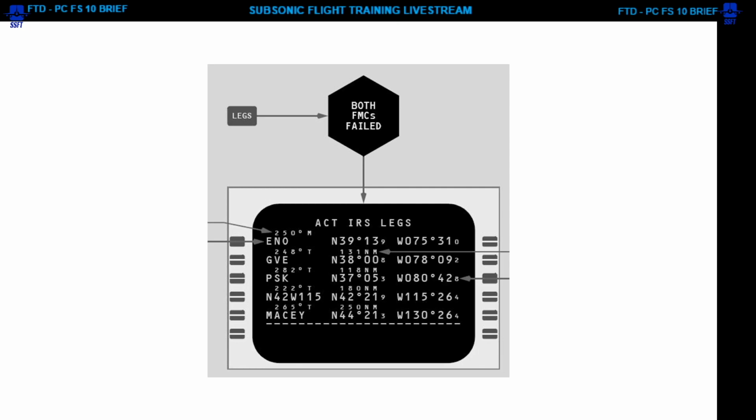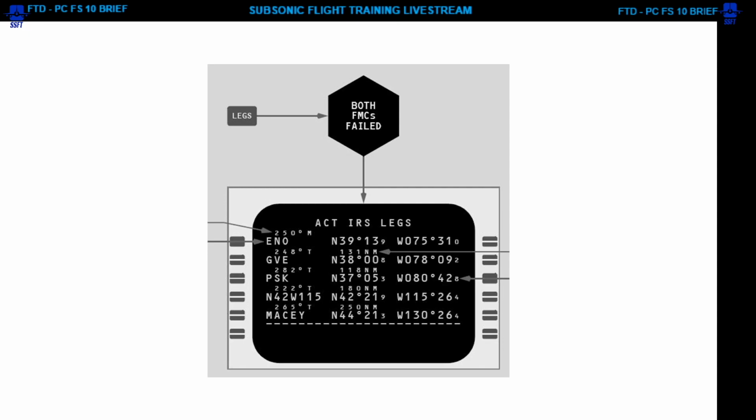The left CDU is different from the right CDU, is different from the center CDU. They're not talking to one another anymore. They're completely separate. So if you do a route modification in one and you want it to match, you have to do it on the other side too.